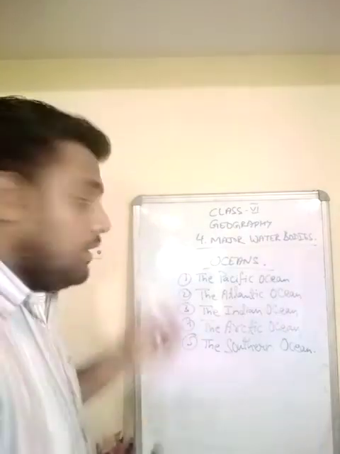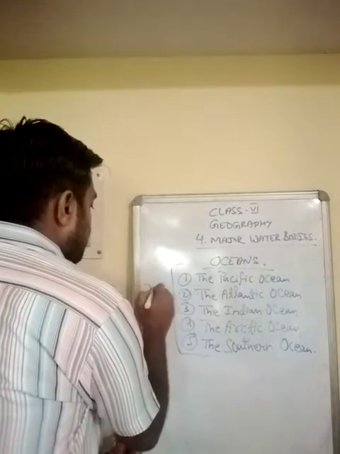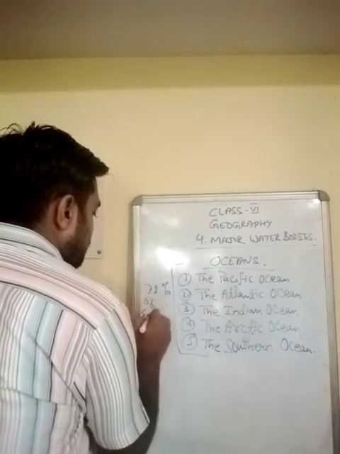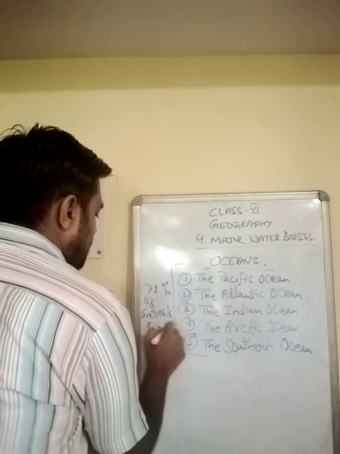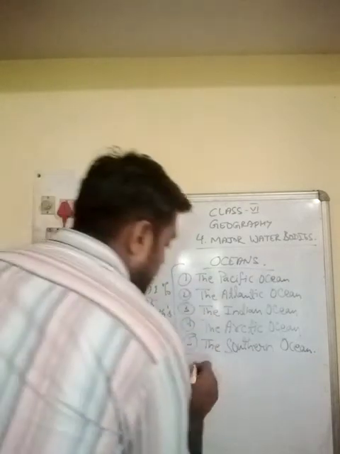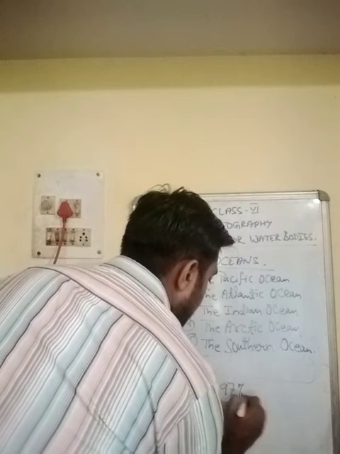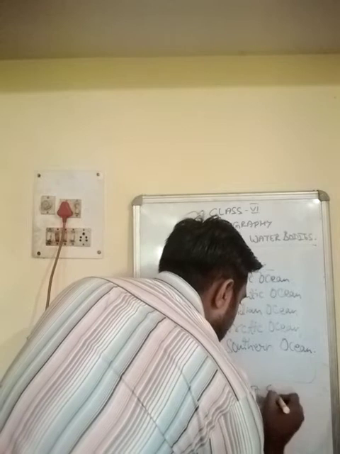These oceans alone cover 71% of Earth's surface. And they control 97% of Earth's water.